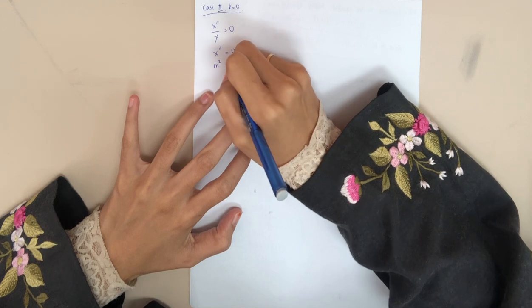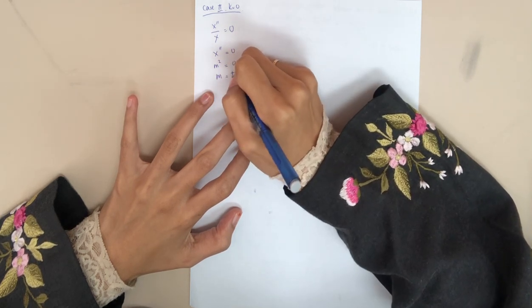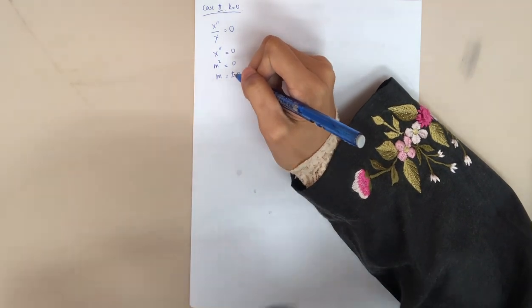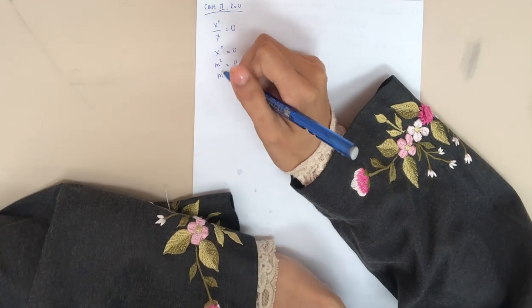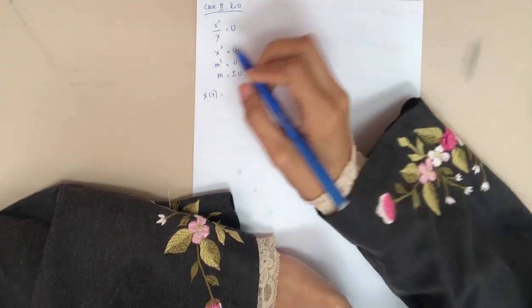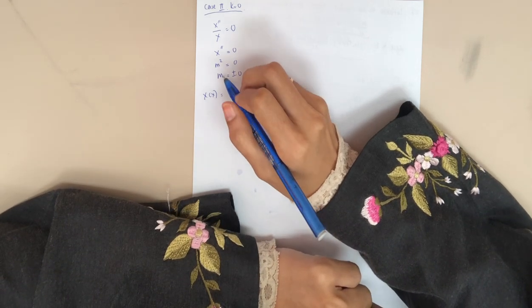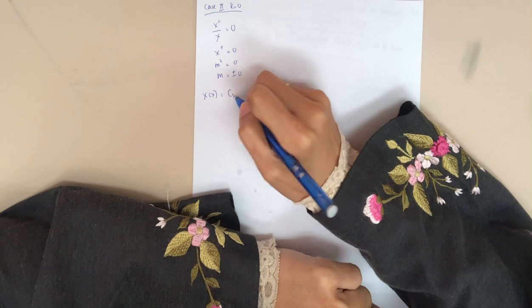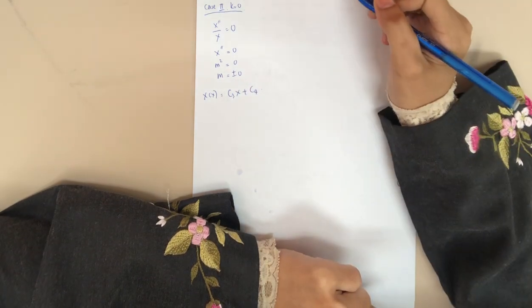So m square equal to 0, and then m is equal to plus minus 0. Therefore we have two values of m: m1 is 0, m2 is also 0. Therefore the equation for x, given by just now c1 c2, so now is c3 c4. That is, c3 x plus c4.